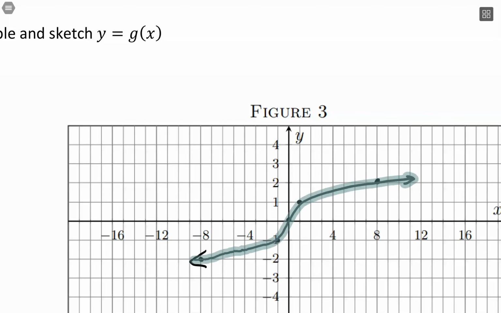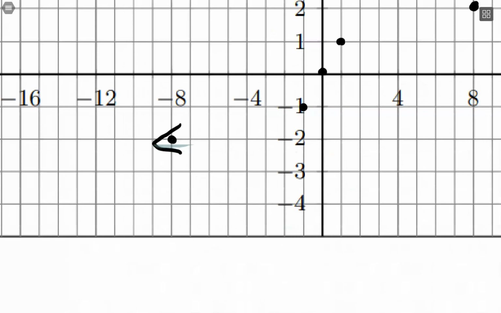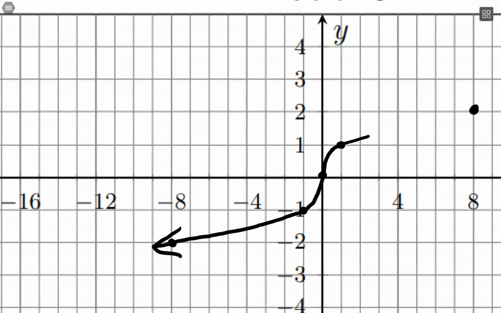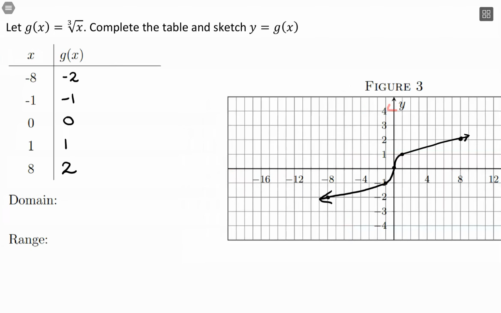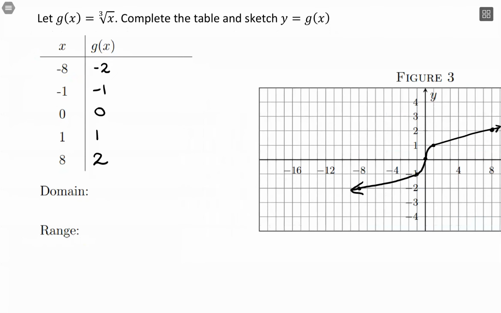I'm going to try that one more time. That didn't do very nicely. Okay, through here we're going to see something like this. Something like this. Yeah, a little better. Alright, there's our cube root function. So for domain, we can plug in absolutely anything. And for range, we can get absolutely any output. So with that, it's all real numbers for both. So negative infinity to infinity, negative infinity to infinity.